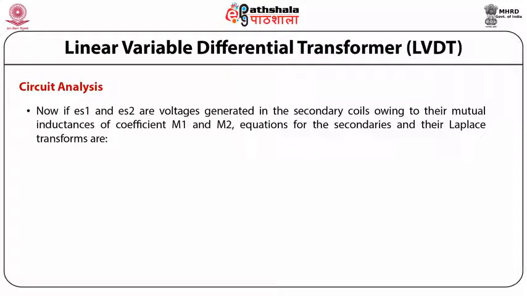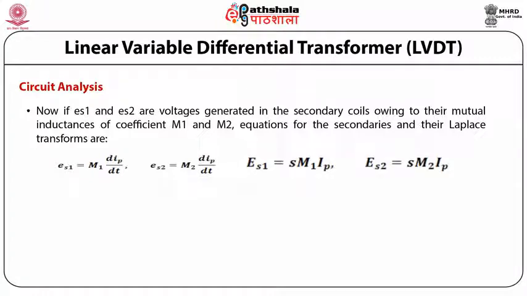Equations for the secondaries and their Laplace transforms are e_s1 equal to M1 di_p/dt, e_s2 equal to M2 di_p/dt. E_s1 is equal to s M1 I_p and capital E_s2 equal to s M2 I_p. So now if we take the difference E_0, that is E_s1 minus E_s2, putting all the values of capital E_s1 and capital E_s2, we get (M1 minus M2) multiplied by s divided by (R_p divided by (tau_p s plus 1)) multiplied by E_i.